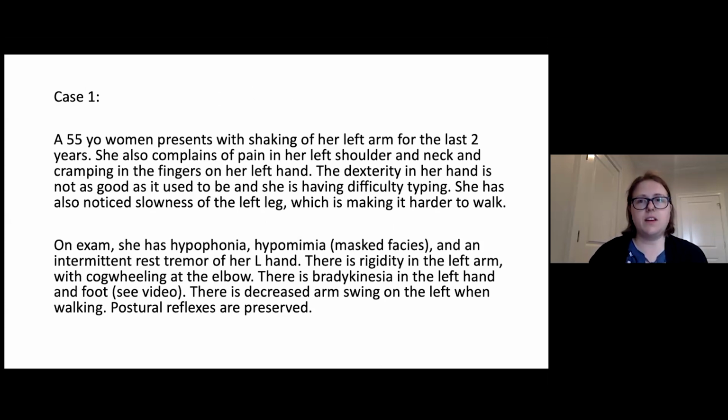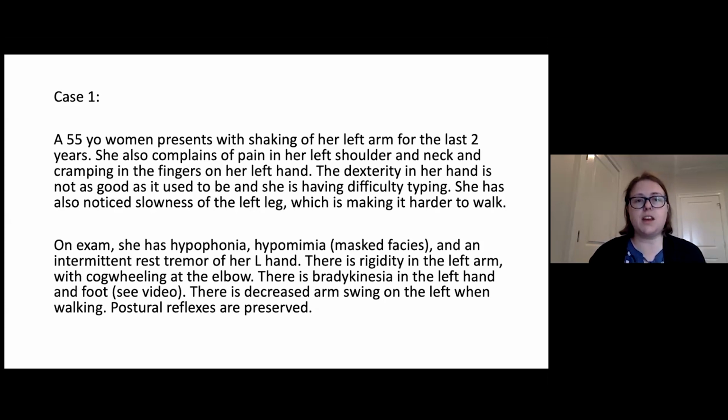Case 1 is a 55-year-old woman who presents with shaking of her left arm for the last 2 years. She also complains of pain in her left shoulder and neck and cramping in the fingers on her left hand. The dexterity in her hand is not good. She's having difficulty typing, and she's noticed slowness of her left leg, making it harder to walk.